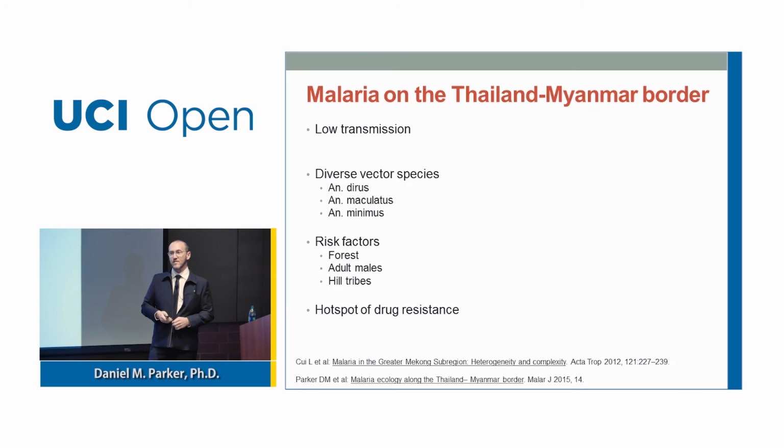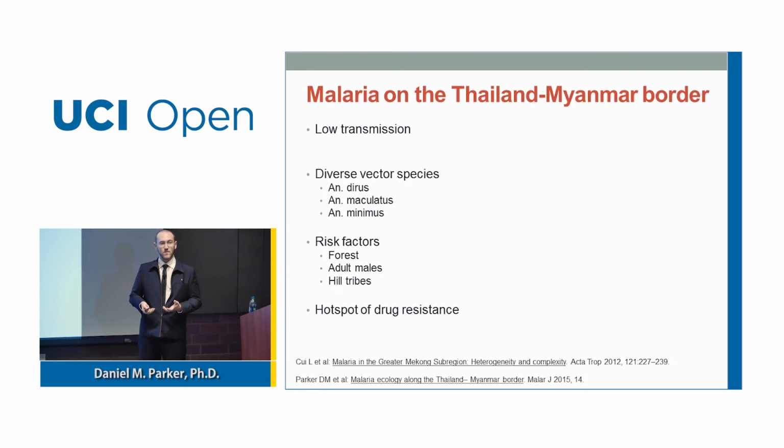Each of these inhabit slightly different habitats, have slightly different feeding behaviors. And there are some risk factors. So anecdotally, the forest has been associated with malaria. So it's thought that people who live near or in forested areas or who travel into forested areas have a greater risk of malaria infection. Although a lot of that is anecdotal. There's not been strong evidence of it.